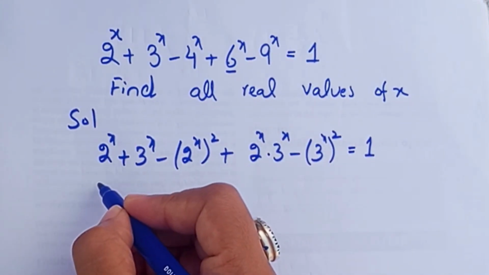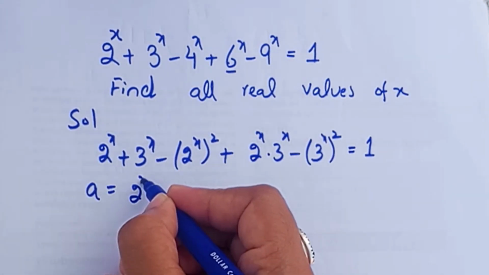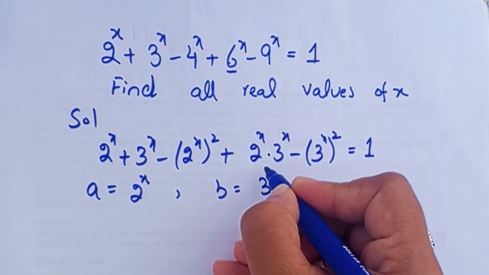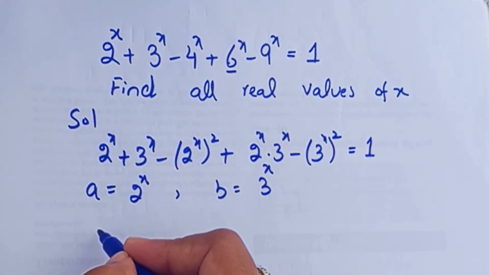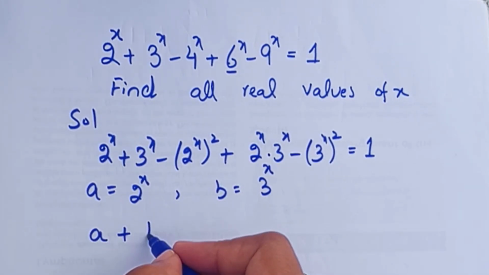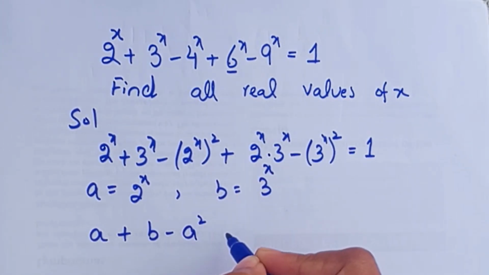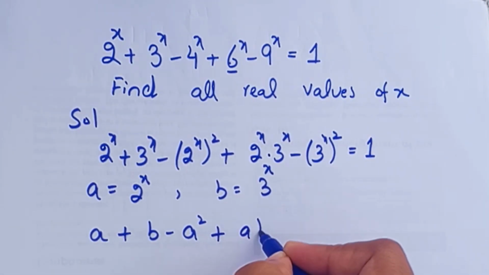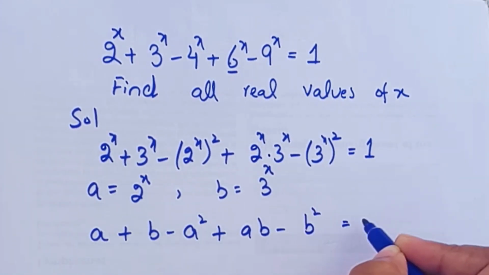So in the next step we let a be equal to 2 raised to the power x, and b be equal to 3 raised to the power x. Now look at the above equation. So this first term will become a, this second term will become b, minus this third term will become a square, plus this fourth term will become the product ab, minus this last term will become b square. This is equal to 1.